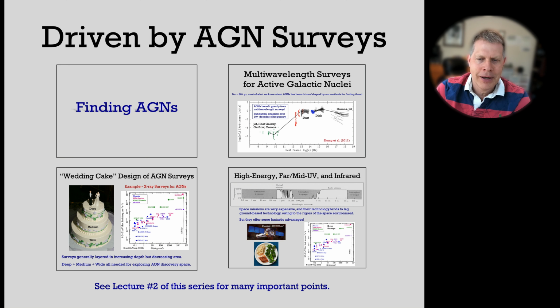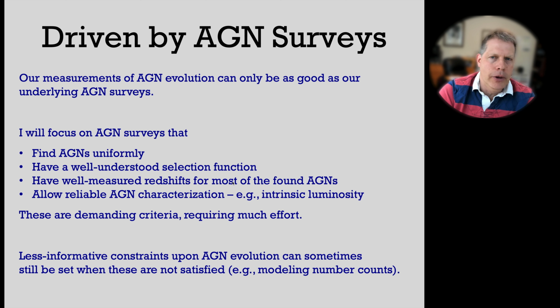These types of scientific analyses often go hand in hand with each other. And indeed, many of the AGN evolution measurements are used to motivate the need for additional AGN surveys. And indeed, our measurements of AGN evolution can only be as good as the underlying AGN surveys that are being used to make the measurements.